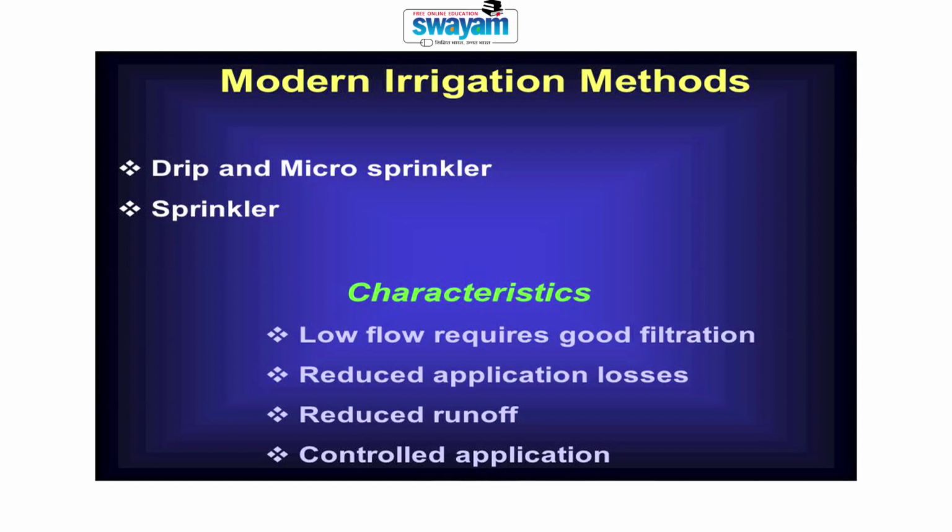Mainly modern irrigation methods are drip and micro sprinkler, and another method is the sprinkler irrigation method. What are the basic characteristics of these irrigation methods? They require low flow, they need good filtration, they reduce not only application losses but also runoff, and they have a capability of controlled application, which is a big challenge to our farming community, that how much water to apply, how much time we should continue our irrigation, which is possible only through these modern irrigation methods.